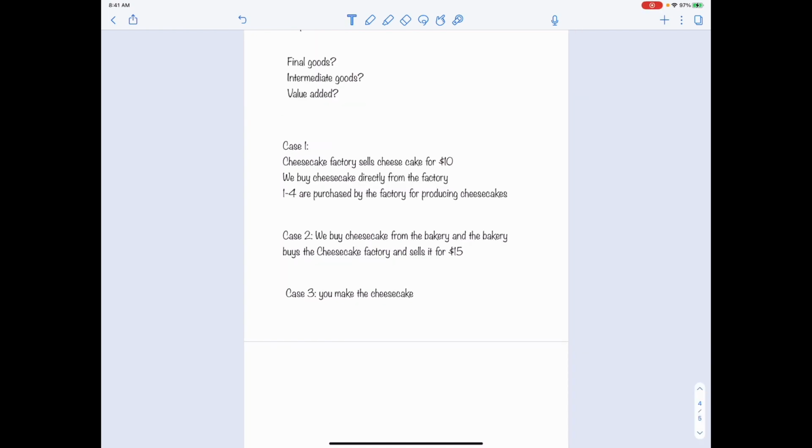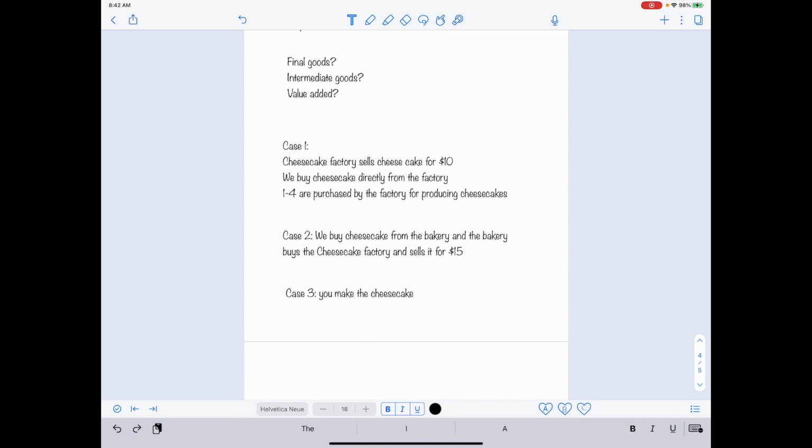Therefore, from this example, you can clearly see that even though it is the same cheesecake that you've eaten, when it is produced by a factory, or it is purchased by a bakery from the factory and then sold to you, the total market value of your consumption of the cheesecake can be different. Under the first case, the total market value of the cheesecake is $10. For the second case, the total value of the cheesecake is $15. And for the third case, the total value of the cheesecake is $7.